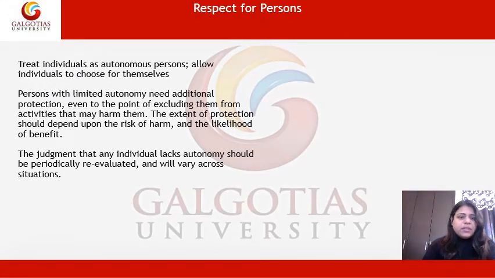Respect for person. Treat the individual as an autonomous person. Allow the individual to choose for themselves. Persons with limited autonomy need additional protection, even to the point of excluding them from activity that may harm them. The extent of the protection should depend upon the risk of harm and the likelihood of the benefits. The judgment that any individual lacks autonomy should be periodically re-evaluated and will vary across situations.